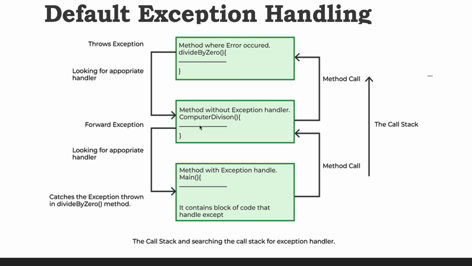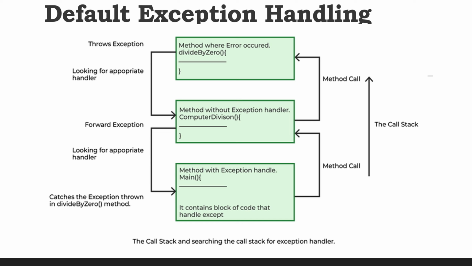Then again the JVM will check whether there is any exception handling here. In this case let us say the method has no exception handler, meaning no exception handling happens. Again this method will throw the exception to the caller of the method. So at last it will reach the original caller of the method, in this case the main method, and again the JVM will check whether there is any exception handling or not.